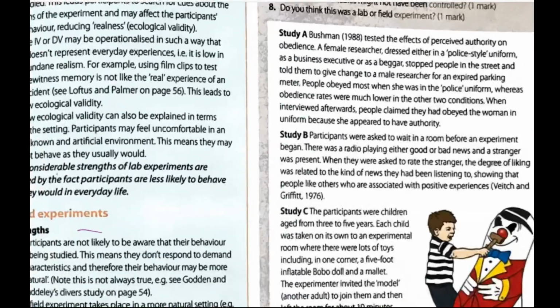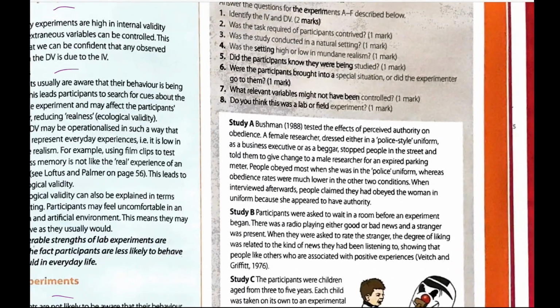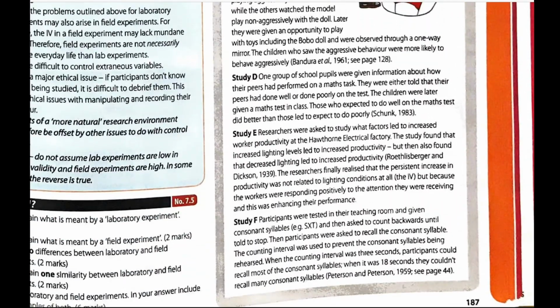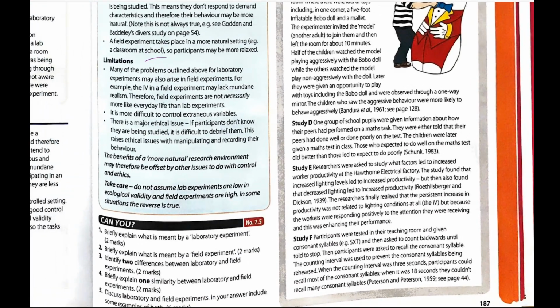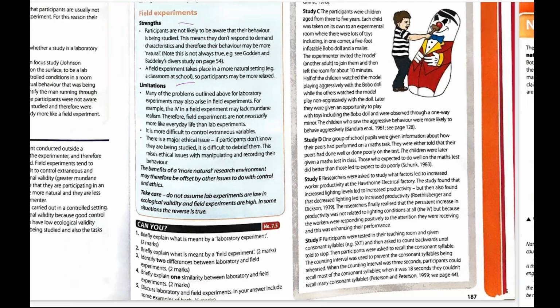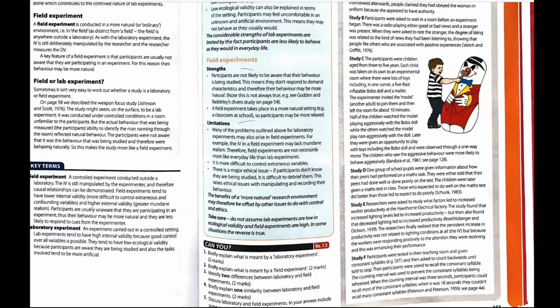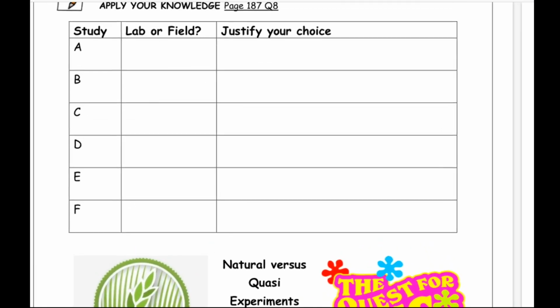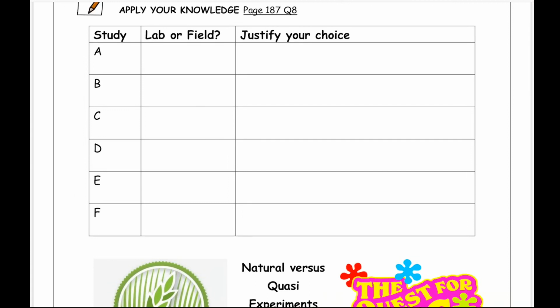And then I want to encourage you to take part in a support task. To start off with, you've got the apply your knowledge section here, and you've got a list of studies, a little description of the studies that have taken place. Now, for those of you who are finding research methods a little bit tricky, you can have a go at this very light task, which is in the research methods workbook on page 30. Just to start off with, have a go at identifying whether or not the study is a lab or a field experiment and justify your choice.